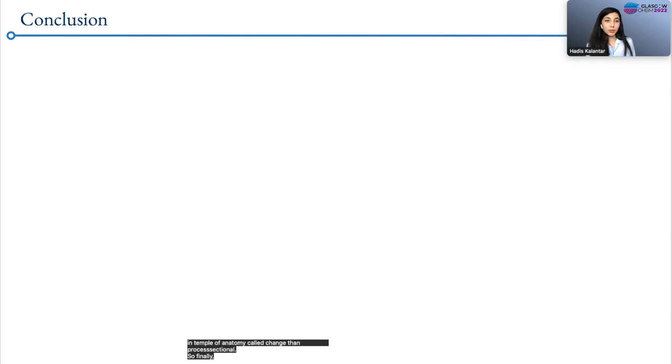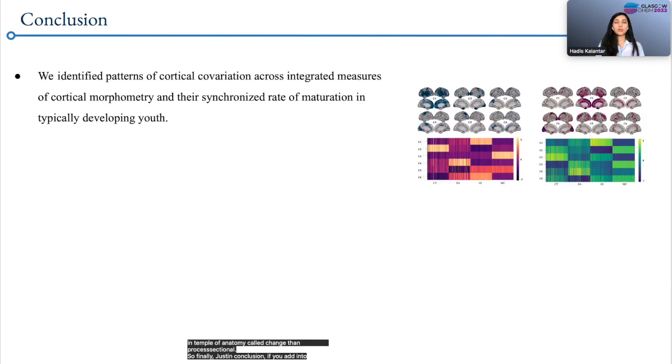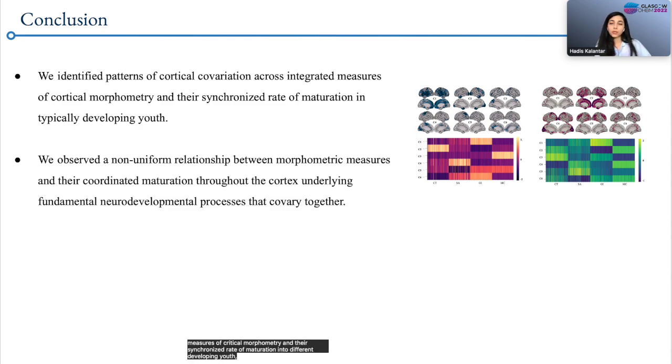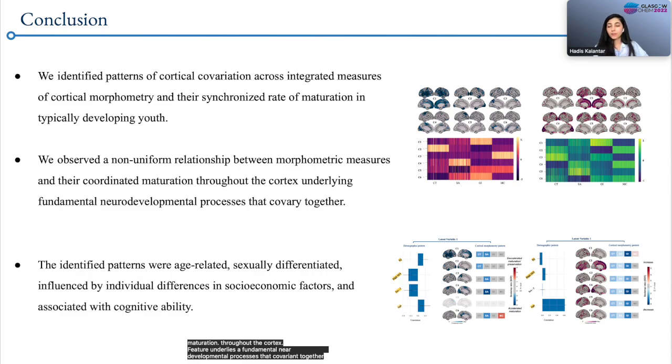So finally, in conclusion, we identified patterns of cortical covariation across integrated measures of cortical morphometry and their synchronized rate of maturation in typically developing youth. And we observed a non-uniform relationship between morphometric measures and their coordinated maturation throughout the cortex, which underlies fundamental neurodevelopmental processes that co-vary together in this period. And we observed that these patterns are age-related, are sexually differentiated, and have a strong association with individuals' variability in socioeconomic privilege and cognitive ability.